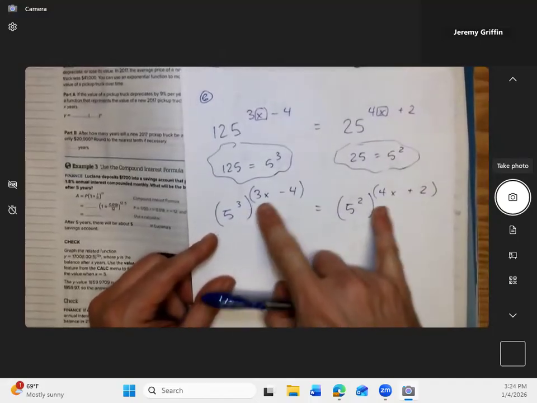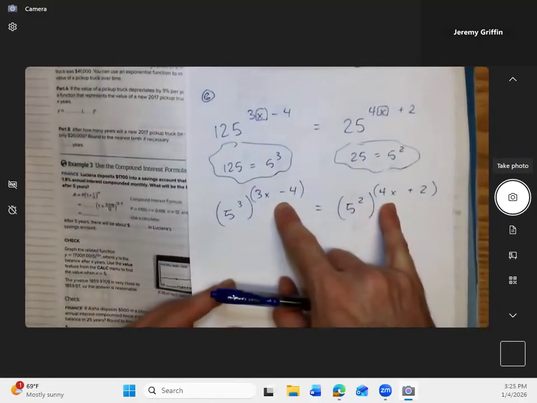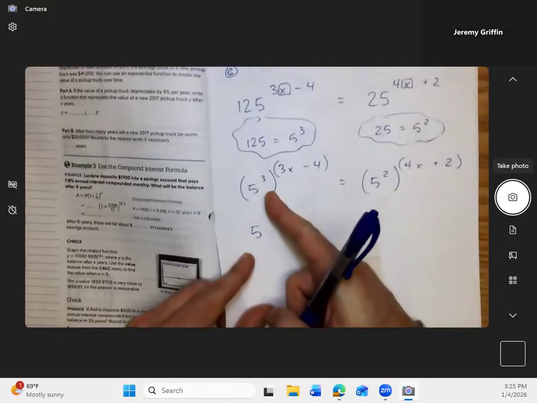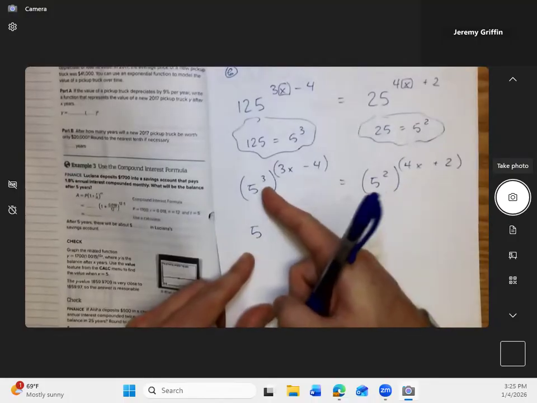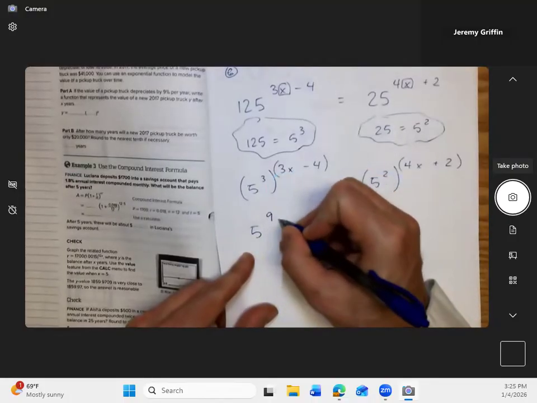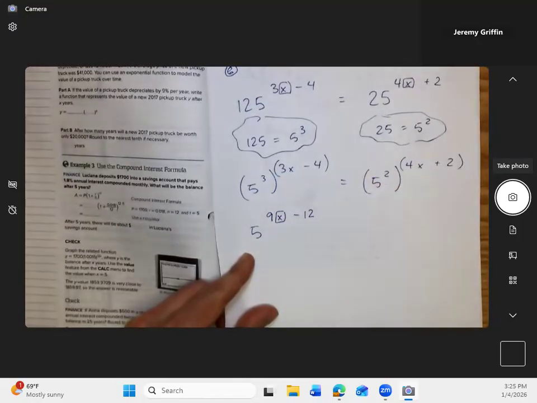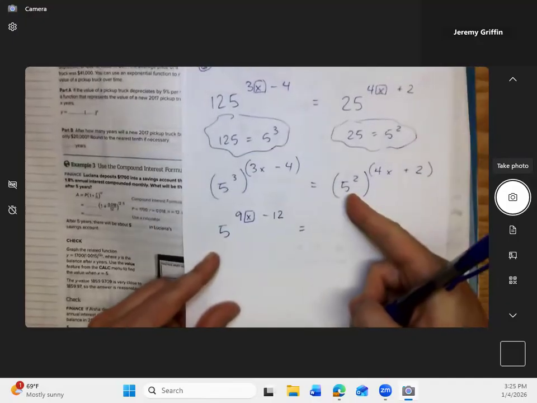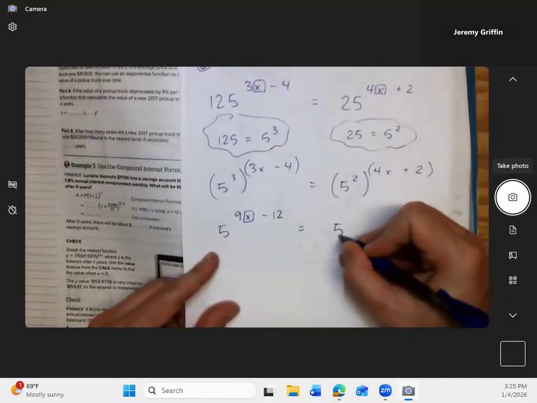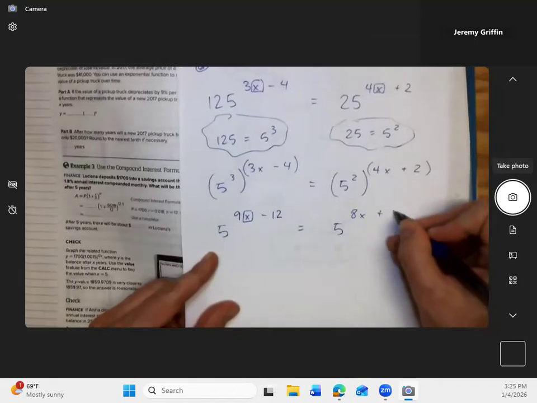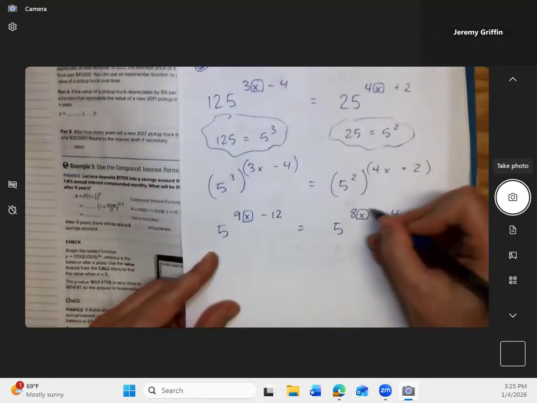Right. Now when you have powers raised to powers, well, you just multiply the powers. So it's 5 to the, do I want to distribute this? Well, let's go ahead and do it. 3 times 3x is 9x. 3 times 4 is 12. We're subtracting that. So look at that. Over here, 2 times 4x is 8x, plus 4, I think, right? Is that it? I think that's right.